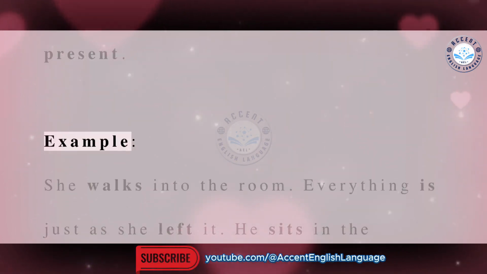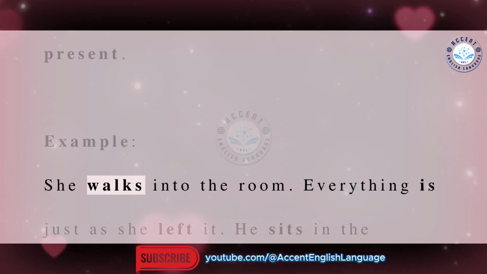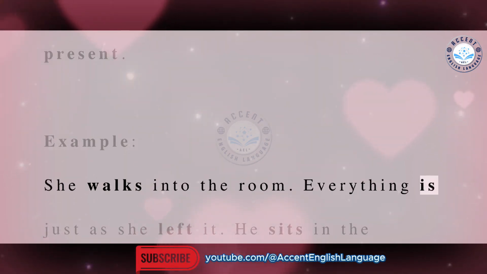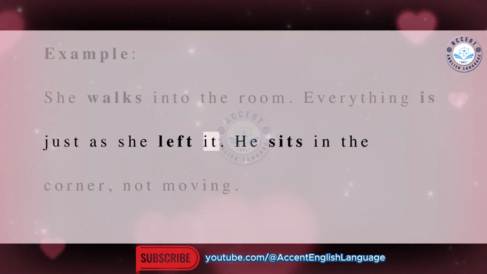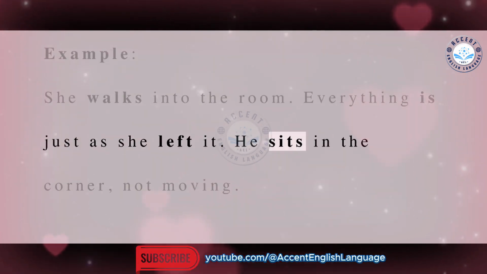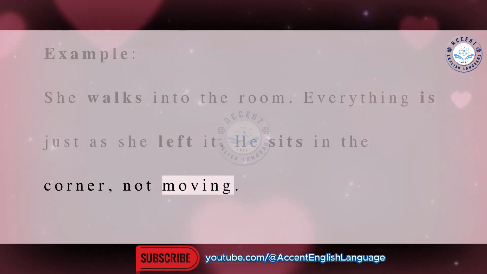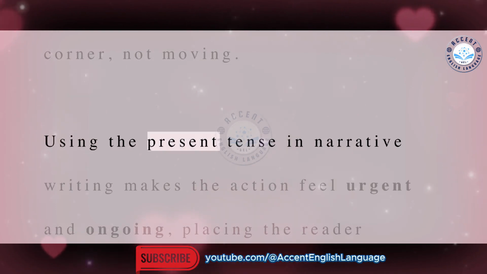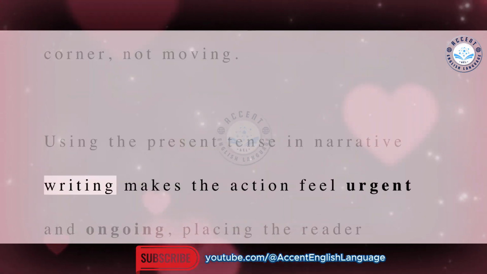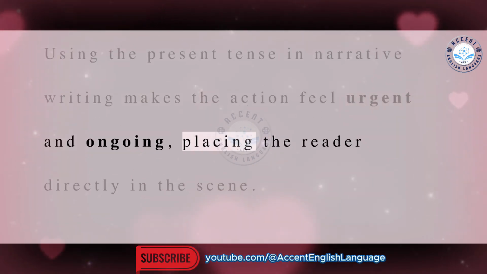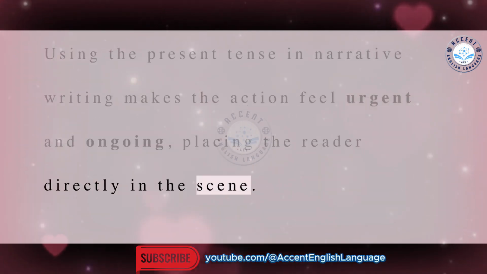Example: She walks into the room. Everything is just as she left it. He sits in the corner, not moving. Using the present tense in narrative writing makes the action feel urgent and ongoing, placing the reader directly in the scene.